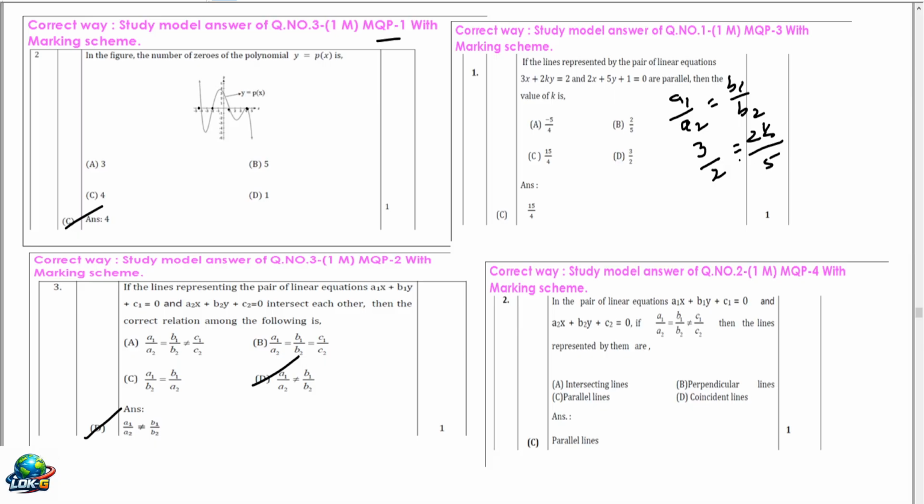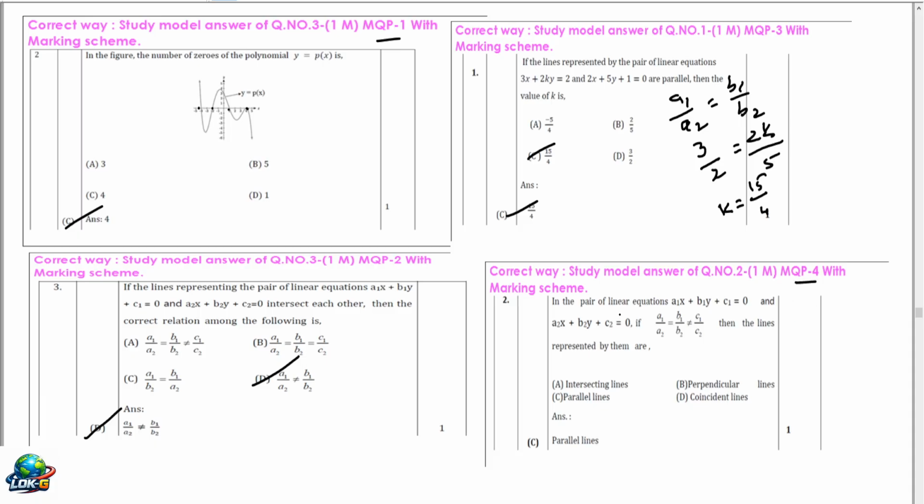You can cancel now. You can take 5 to the left. You get k is equal to 5 3s are 15. Take 2 to the left. 2 2s are 4. k = 15 by 4. Therefore, C is the correct answer. Study how to get it. If they are parallel, this is the thing.